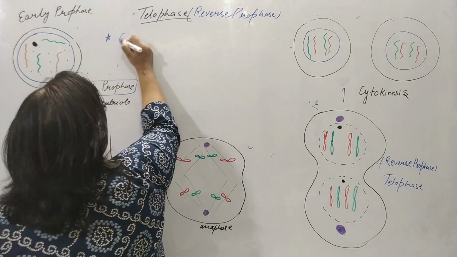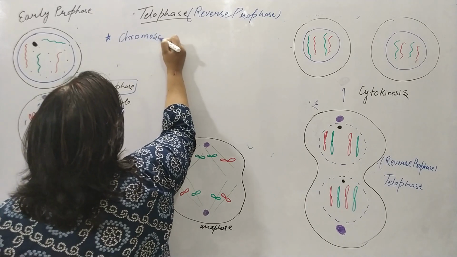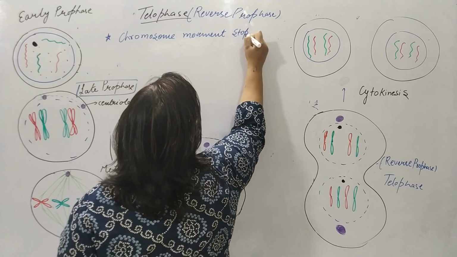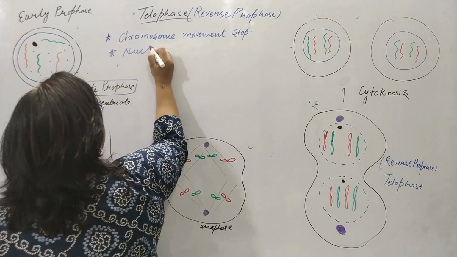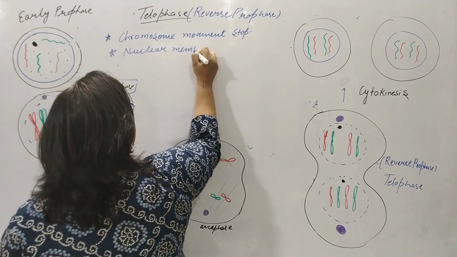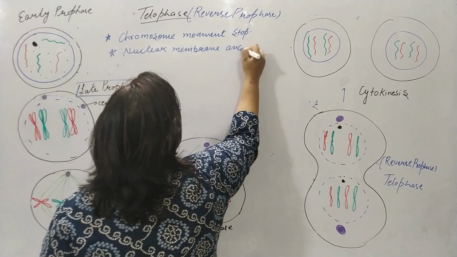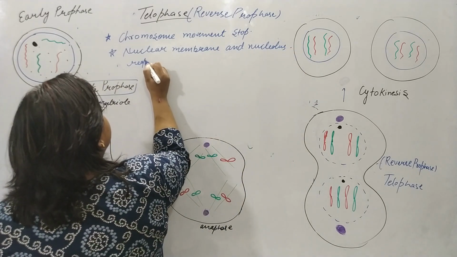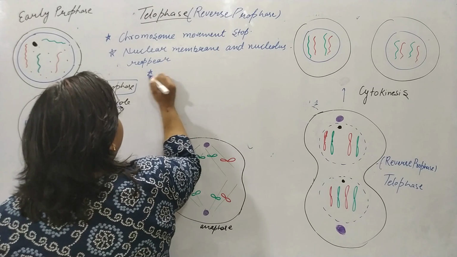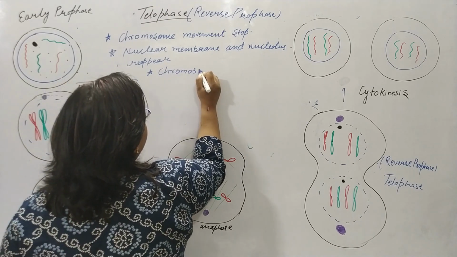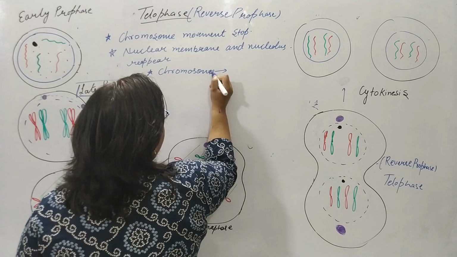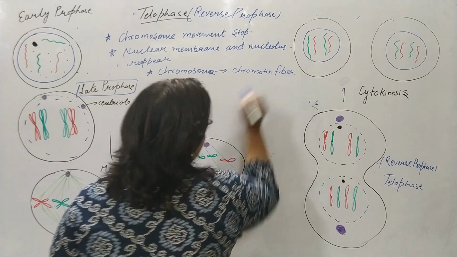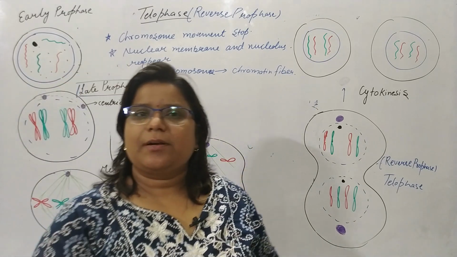Here chromosome movement stops, nuclear membrane and nucleus reappear, chromosome converts into chromatin fiber, again thread-like structure. So like that the telophase is completed.